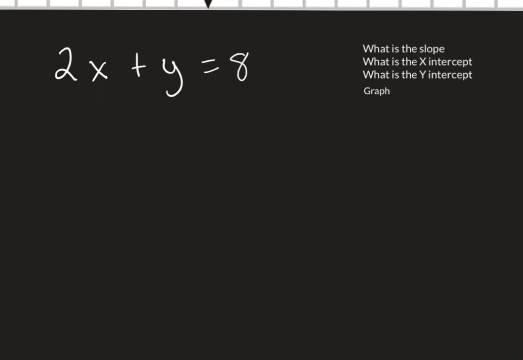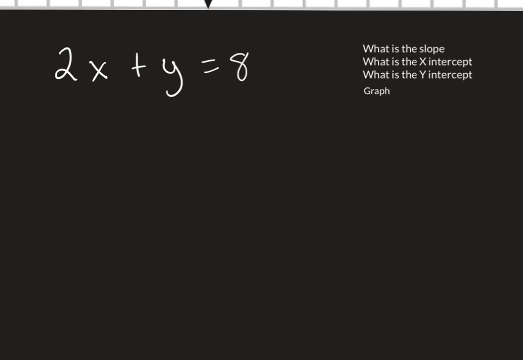All right, so in this video, we have 4 objectives. We want to know what the slope of this equation is. We want to know what the x-intercept of this equation is. We want to know what the y-intercept is. And then we want to graph it. Those are our 4 objectives.